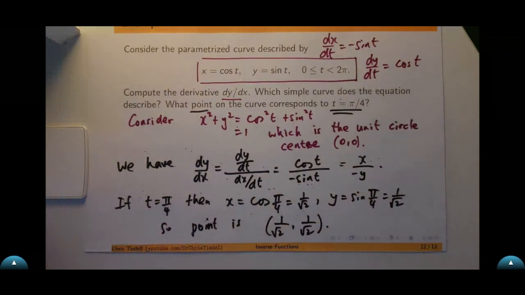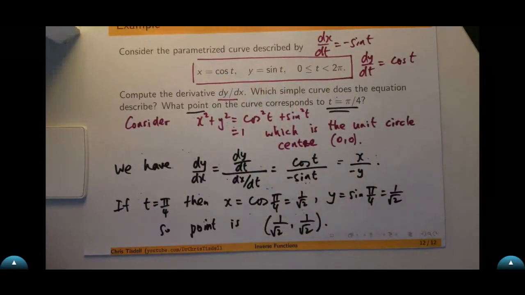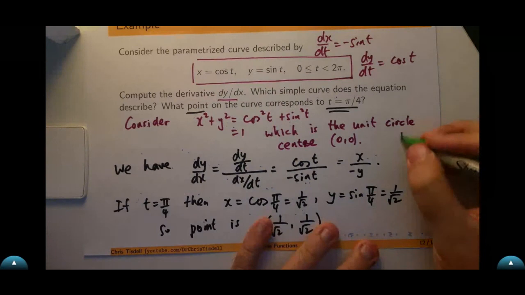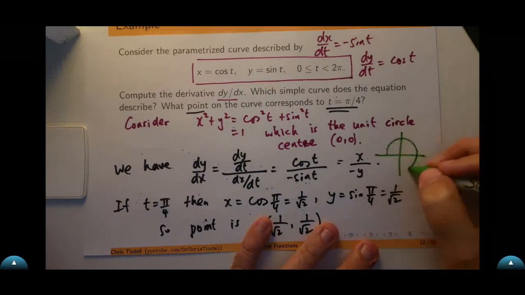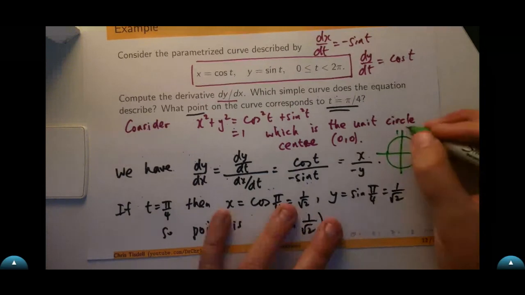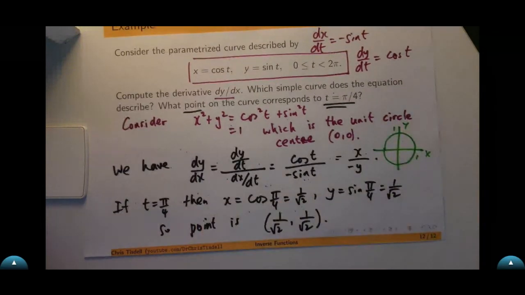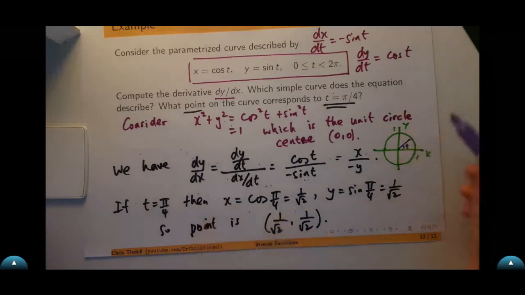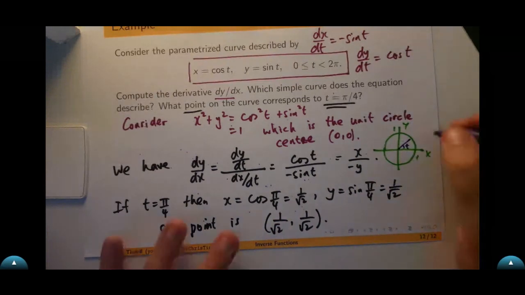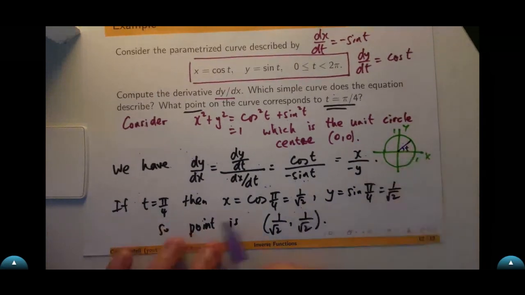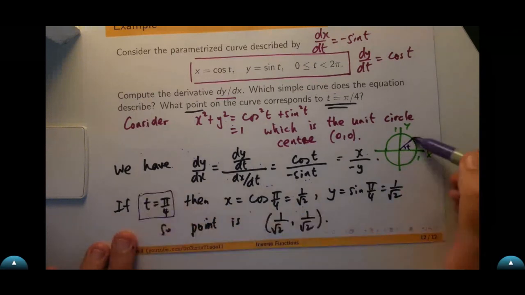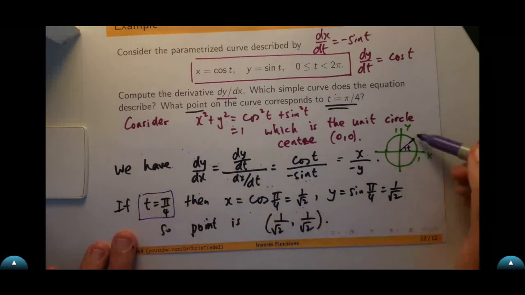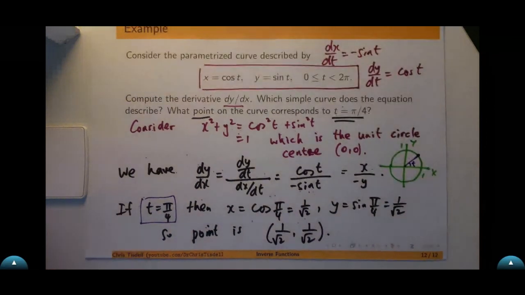Okay. Now, if you look carefully and you think about it, what does t represent here? Well, I am glad you asked, because in this case, you can think of t as representing the angle to the positive x-axis. So when the angle is pi on 4, you're going to be at the point 1 on root 2, 1 on root 2. That's it.